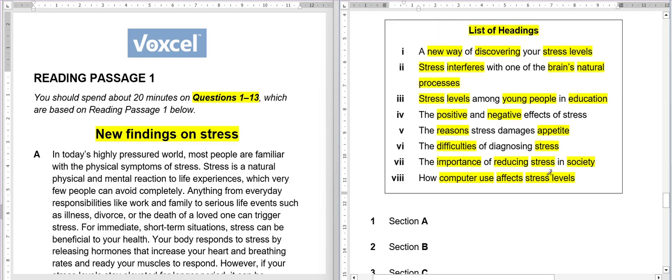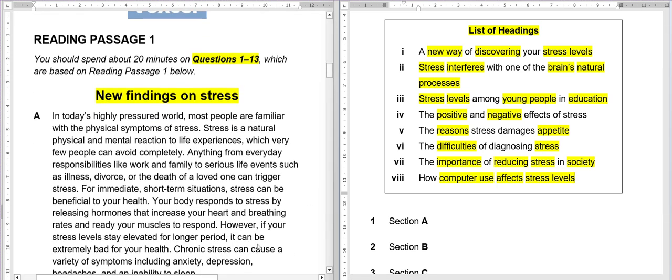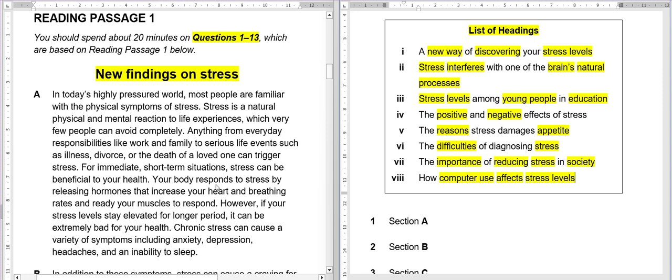I hope options are clear. But whenever you do list of headings, you should always read all these headings, because if you are not clear what these headings mean, you will not be able to find the correct paragraph or correct answer for any particular paragraph. So let's read the A paragraph now.